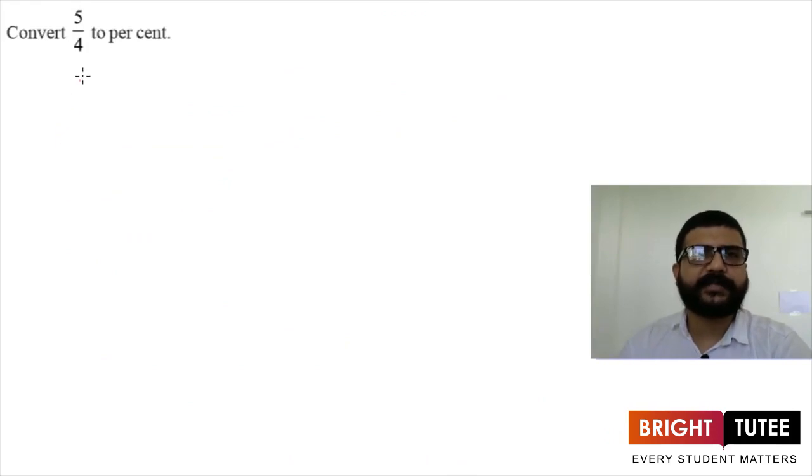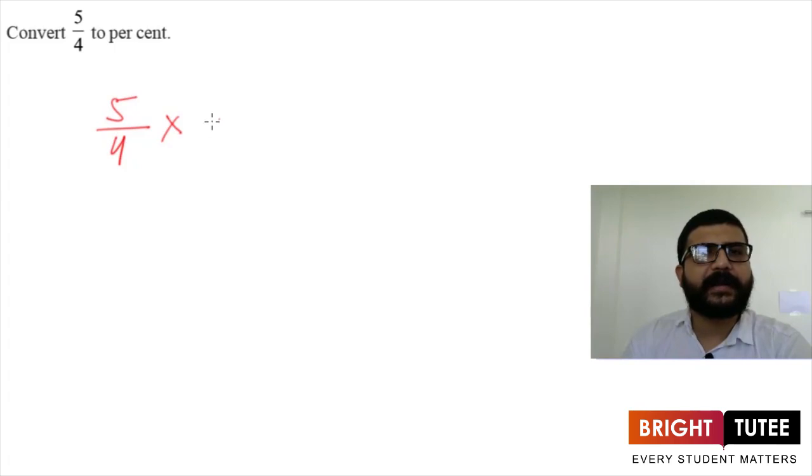Now here is one more question. The question is convert 5 upon 4 to percent. So we are having a fraction now which is 5 upon 4. We have to convert this into percent. So what we will do for that? We will multiply the given fraction into 100 and will write percent here. So now by simplifying we will get 5 into 25. Now what is 5 into 25? This is 125%.